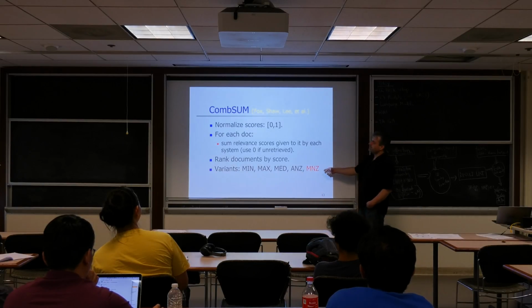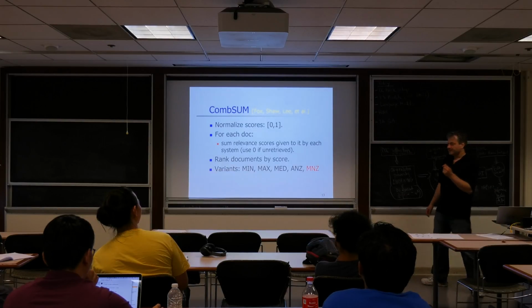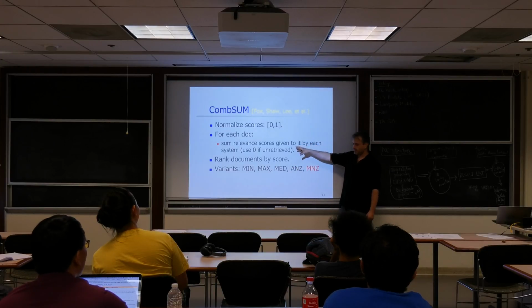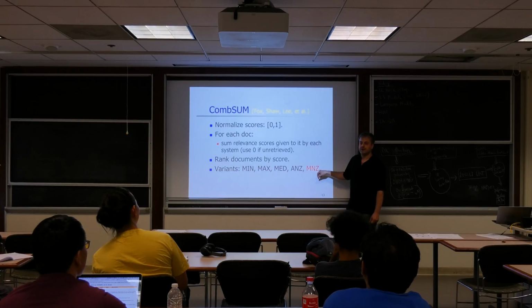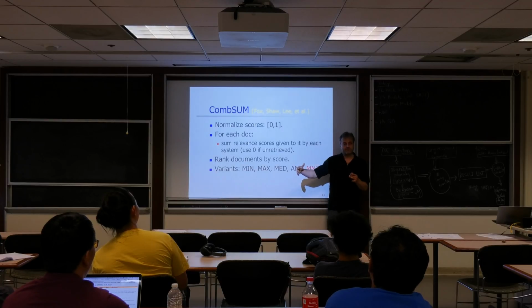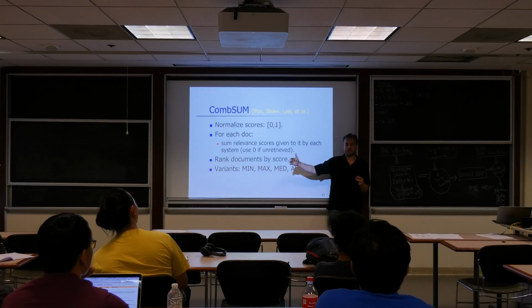CombMNZ, which is a variant of this, does another little trick. It not just normalizes the score and sums them up, it also multiplies by the number of non-zero scores, which essentially says how many systems contain that document. So it takes the sum score, and then it says this document appears in 348 out of 600 lists, because not all lists contain all documents. So if it's 348 out of 600, it multiplies by 348.